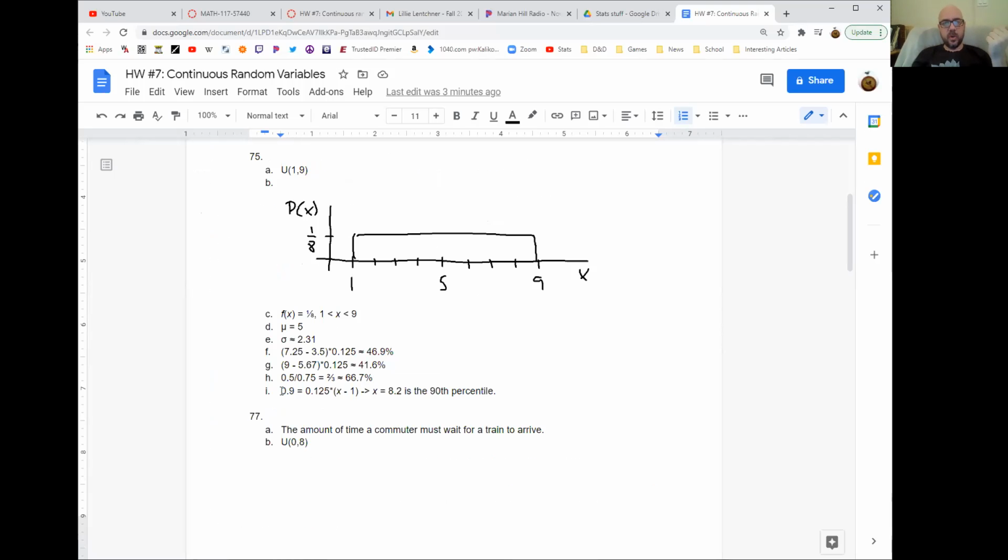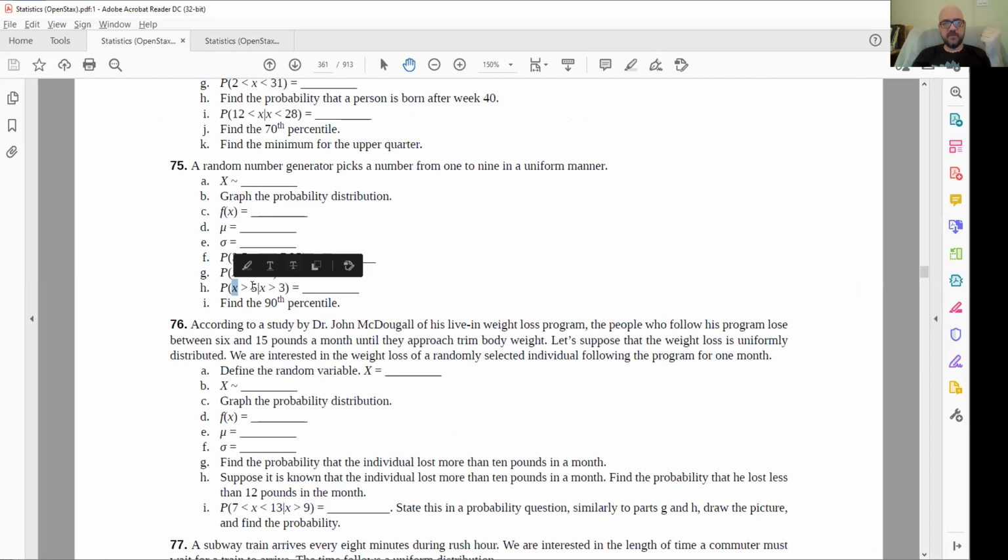H is an interesting one, I think. H is the probability that x is greater than 5, given that x is greater than 3. So we're going to use the conditional probability formula, because of course this is a conditional probability. So let me slow down a little bit here. I'm really going to find the probability of both of these things being true, and then divide by the probability of just that being true.